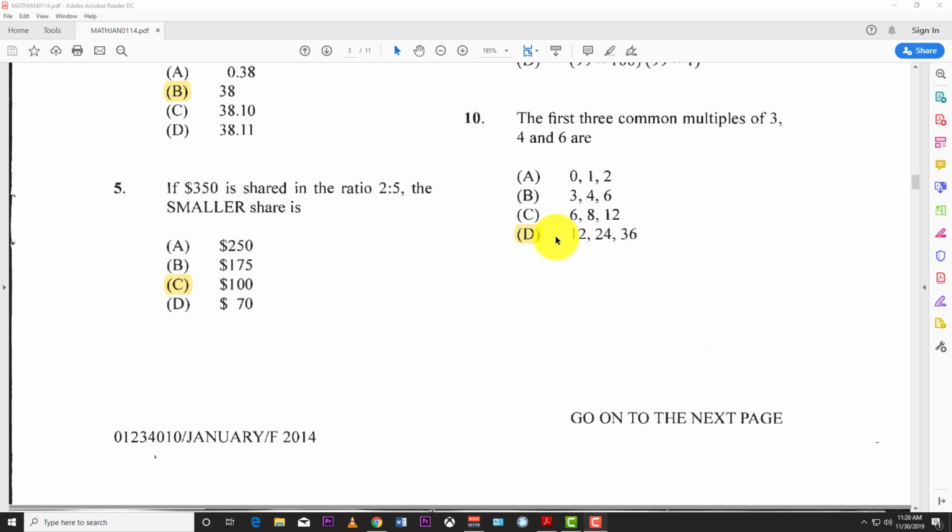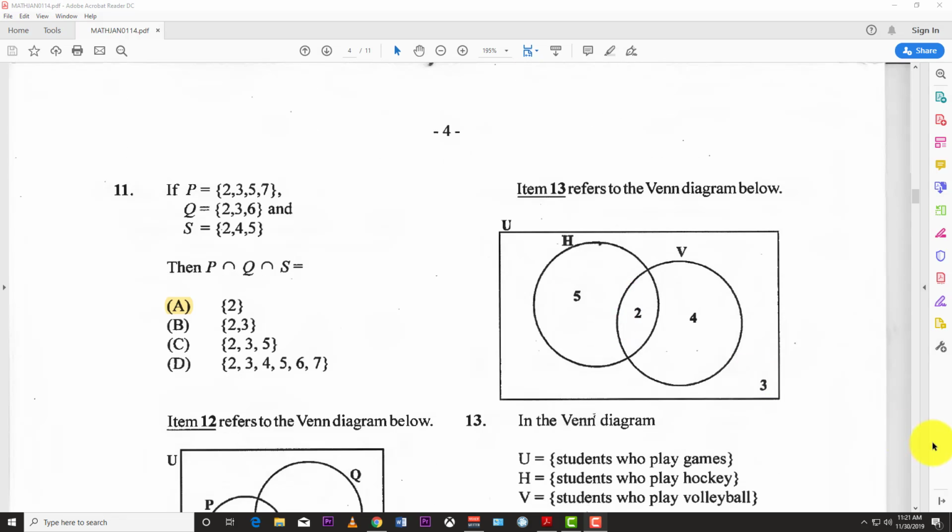Number 10, the first 3 common multiples of 3, 4, and 6 are, and the answer here is D, 12, 24, 36. Number 11, we have some sets here. If P equals 2, 3, 5, 7, and Q equals 2, 3, 6, and S equals 2, 4, 5, then P intersect Q intersect S is equal to, and the answer here is A, 2.